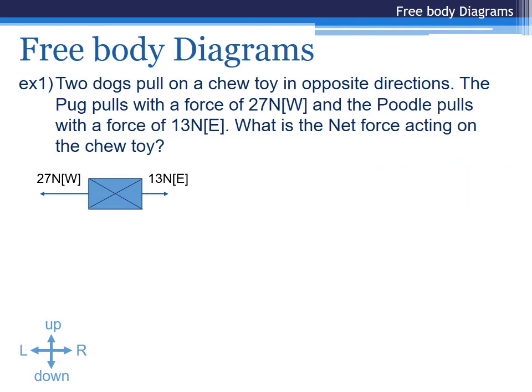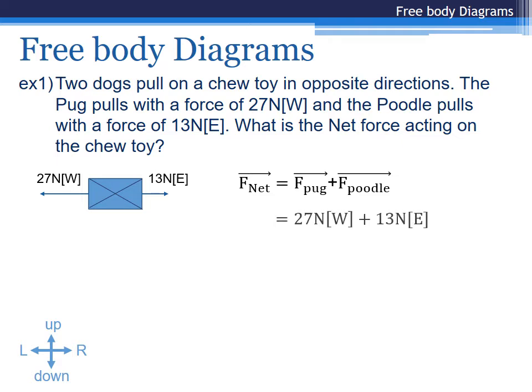So my net force equals the force applied by the pug plus the force applied by the poodle. Force applied by the pug is 27 newtons west. Force applied by the poodle is 13 newtons east. West is winning, so I switch them both to west. So 13 newtons east becomes negative 13 newtons west. I then take 27, I subtract 13 from it. The overall force is 14 newtons west.